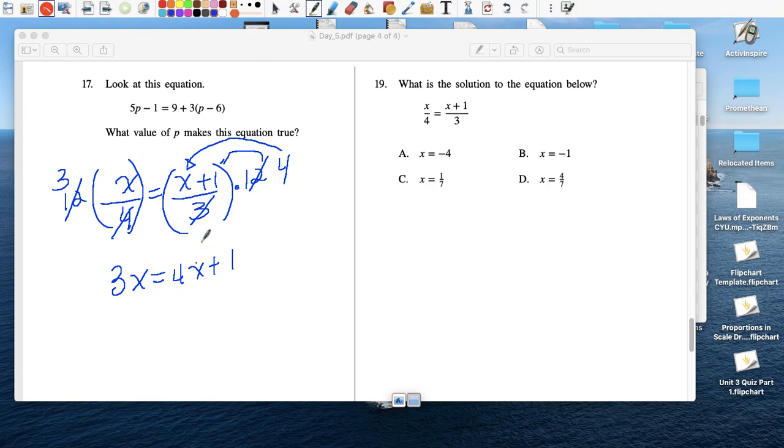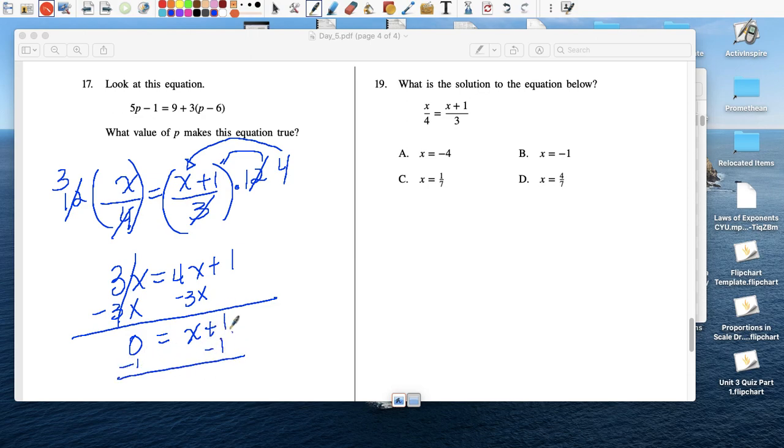Now, let's get rid of the one with the smaller coefficient. So we'll do minus 3x on this side, and minus 3x over here. That goes away, but in this case, we actually have to write 0 because we can't leave the left side empty. So 4x minus 3x is x plus 1, and now we're going to subtract 1 from both sides. That goes away. My x is all by itself, and x equals negative 1, which is b.